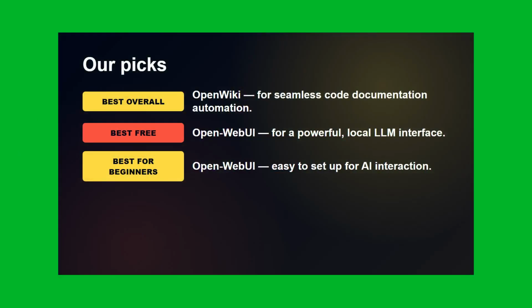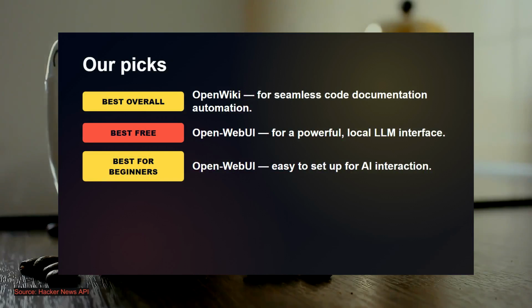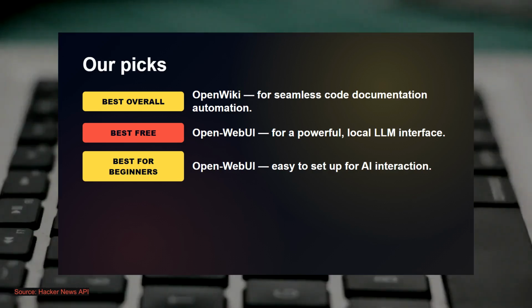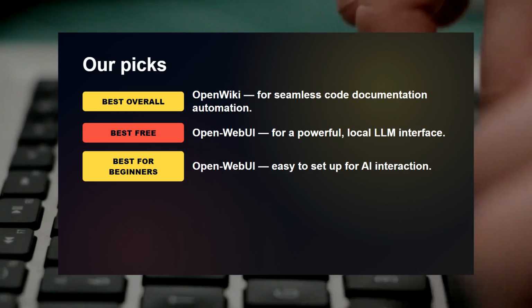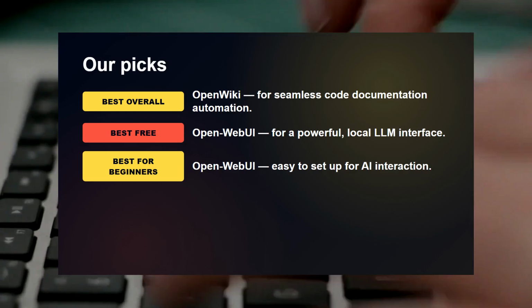For overall automation, OpenWiki stands out for its seamless, continuous code documentation. If you're looking for a powerful, local interface for any AI model, OpenWebUI is your best free option. And for beginners, OpenWebUI offers the easiest entry point to interact with AI agents.